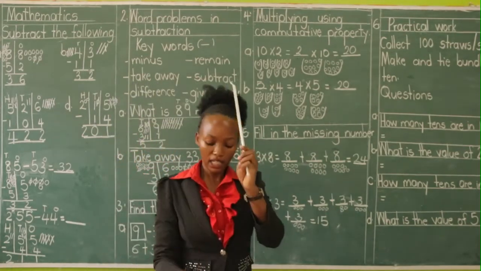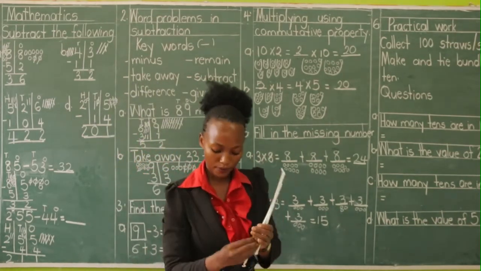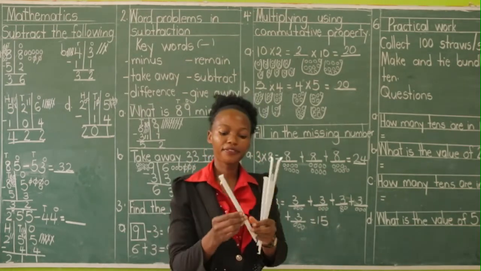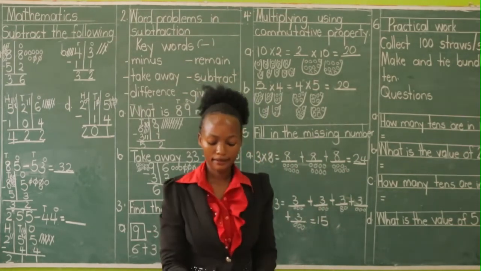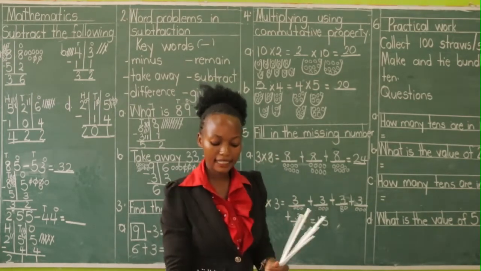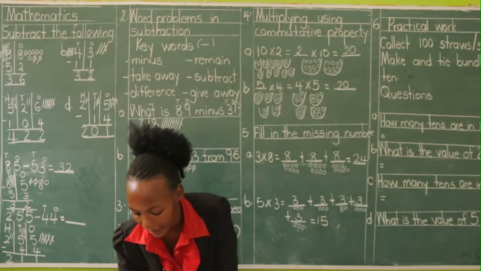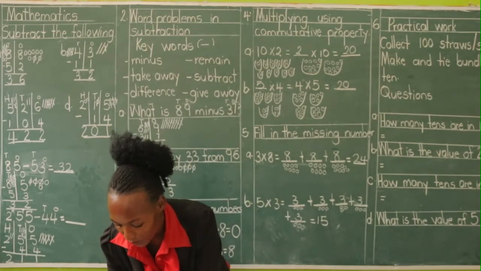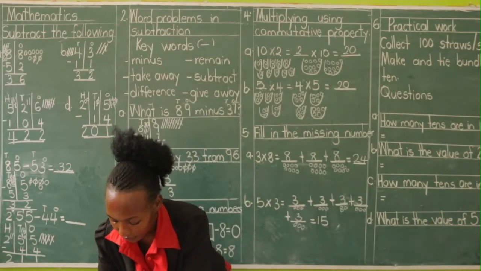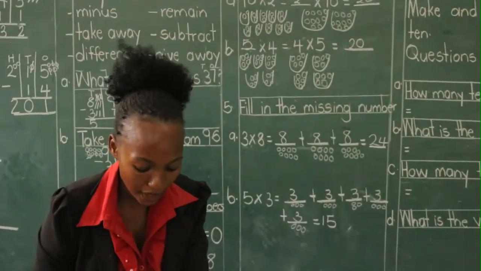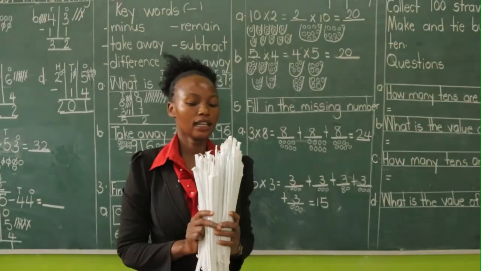I get 1, 2, 3, 4, 5, 6, 7, 8, 9, 10. I put another 10 here. I don't want to join them. Now, these are tens in 100. I've finished getting the bundles.